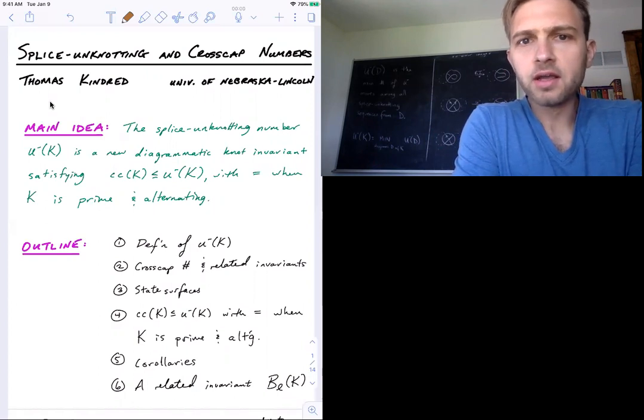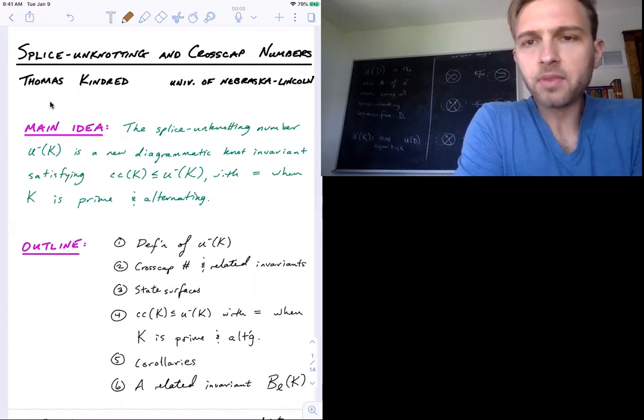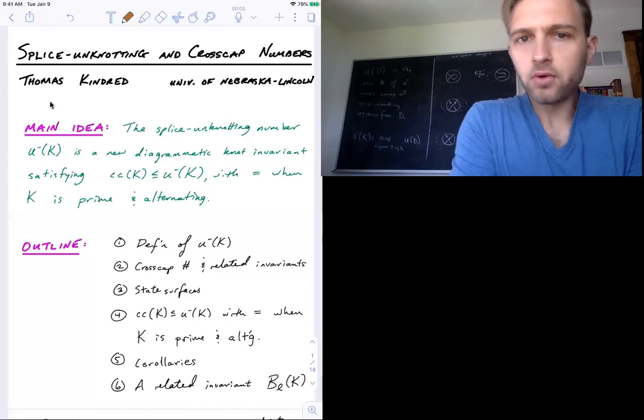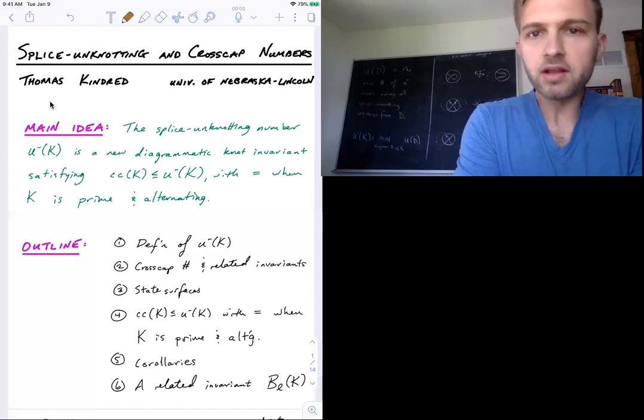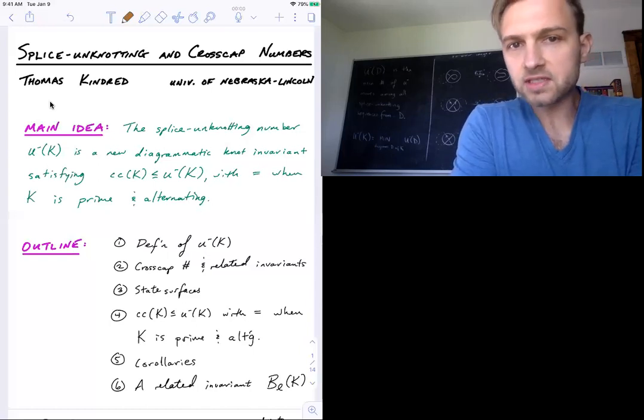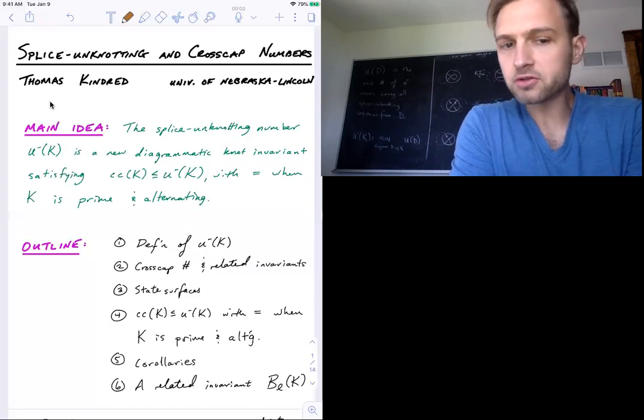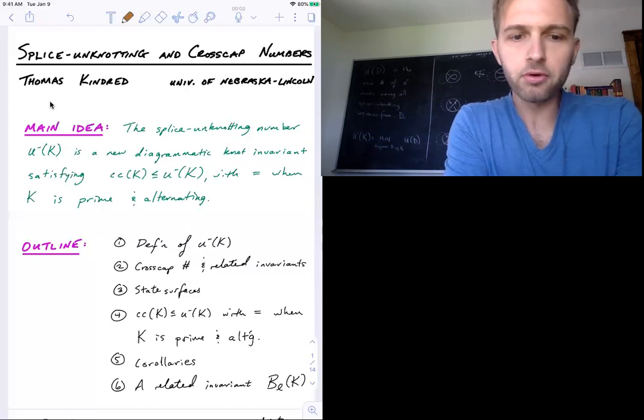The outline for the talk is, first I'll define the invariant. Then I'll give some background reviewing crosscap number, related invariants, and talk about the construction of state surfaces, especially how they pertain to alternating knots. Then we'll talk about the main result and briefly talk about the proof.